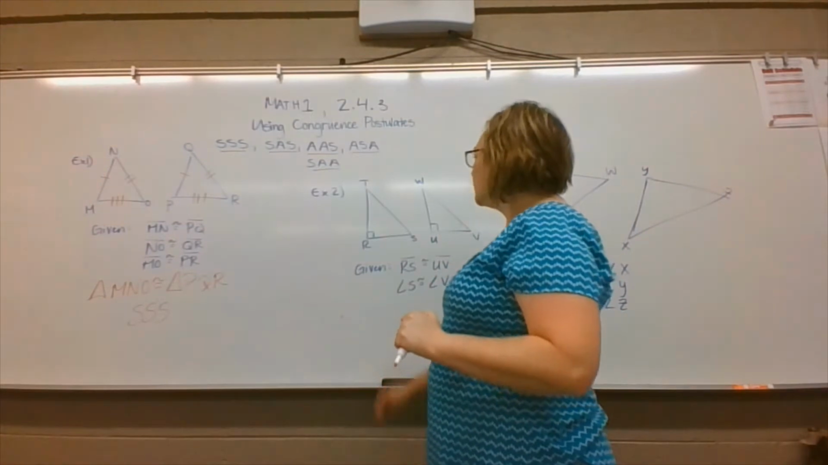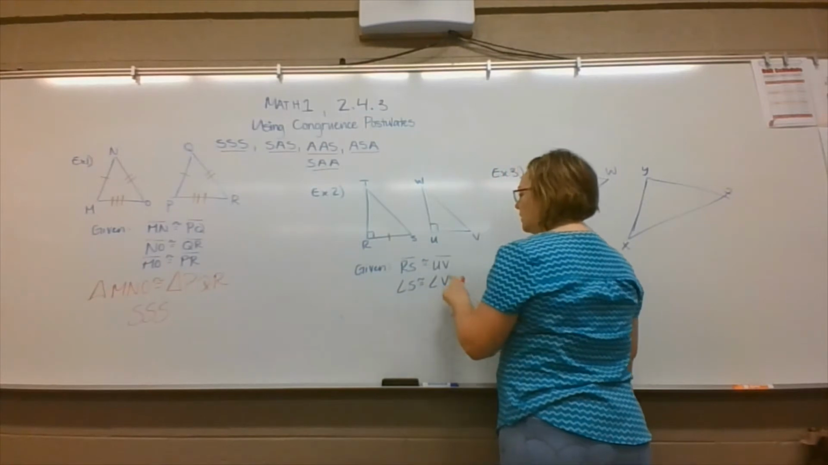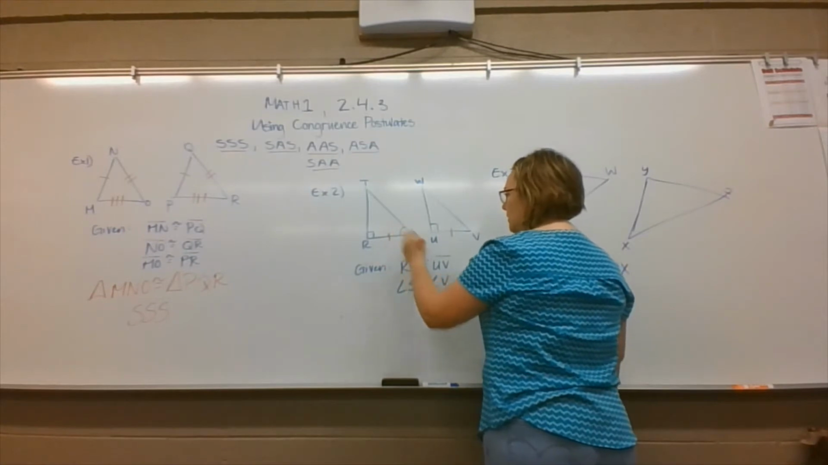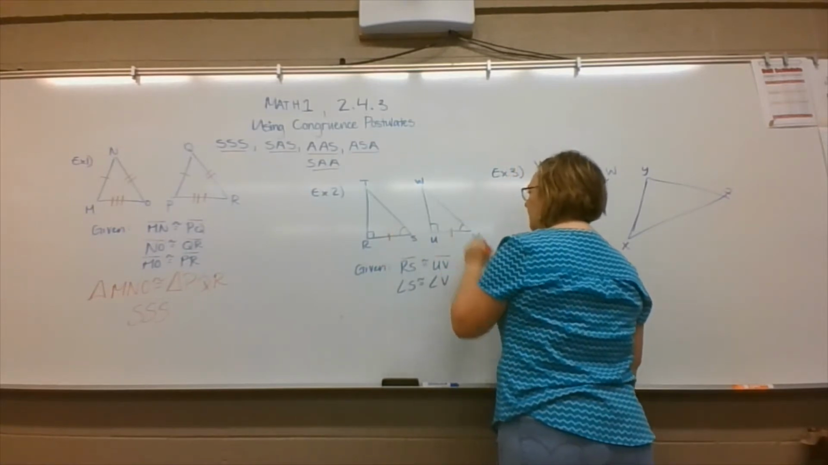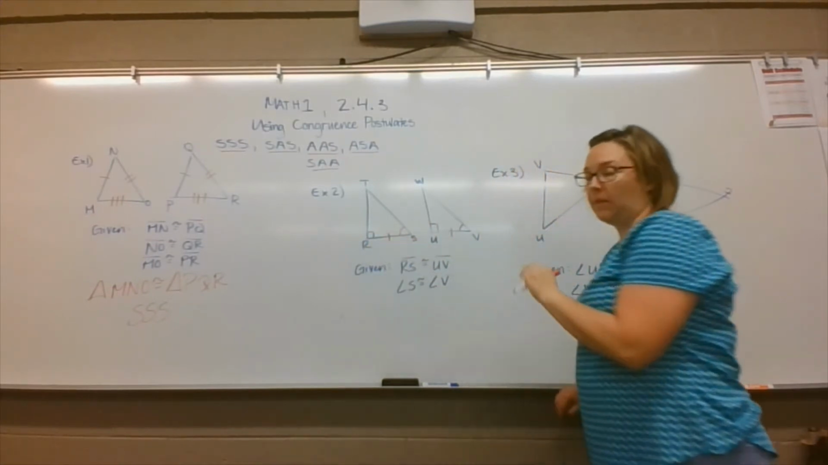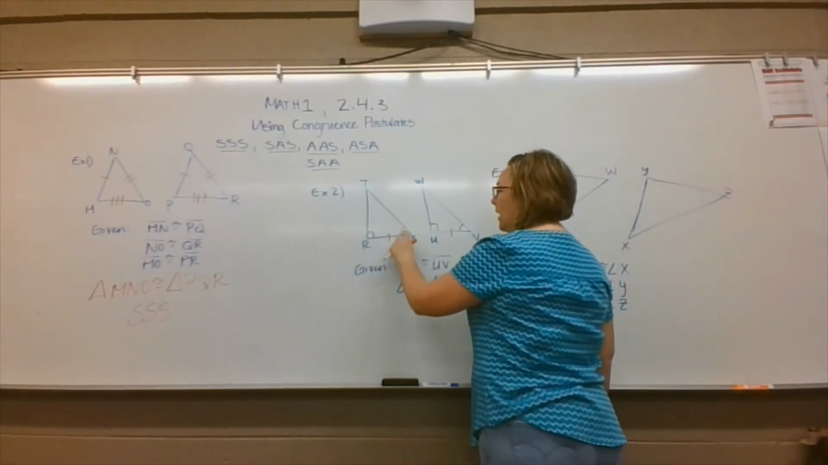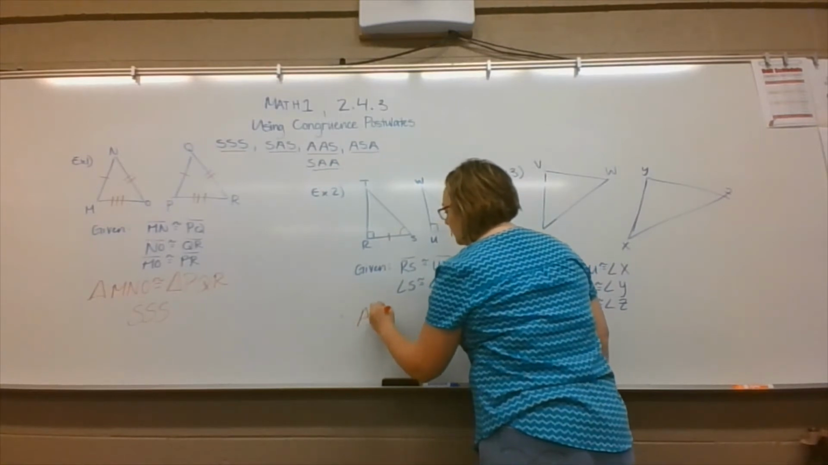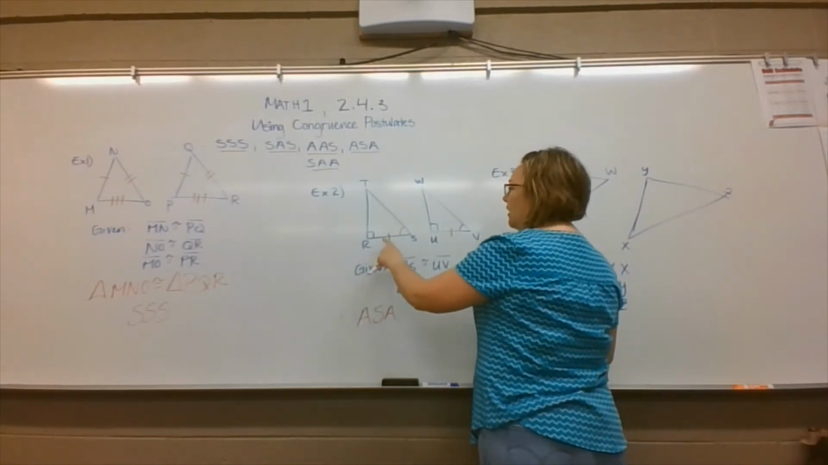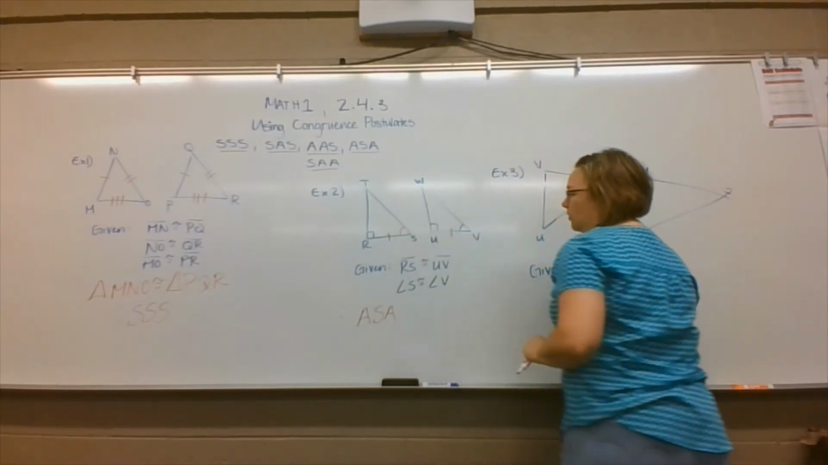All right, so let's look at example 2. We are given that side RS is congruent to side UV. We're told that angle S is congruent to angle V. We are also given in our diagram that these are right triangles. We have right angles. So given that, we have an angle, side, angle. So by angle, side, angle, that tells us that triangle RST is congruent to triangle UVW.